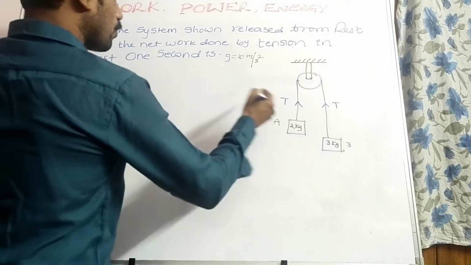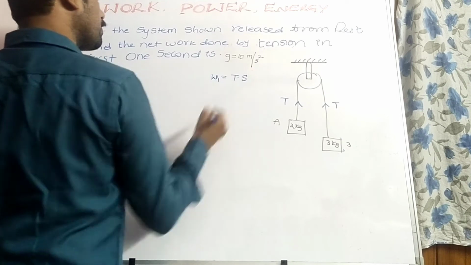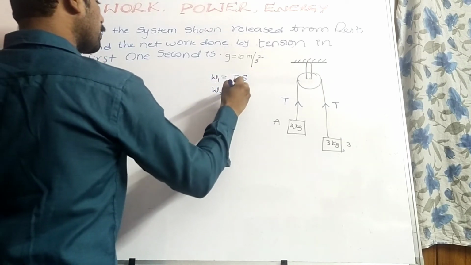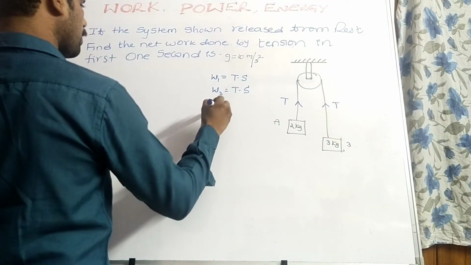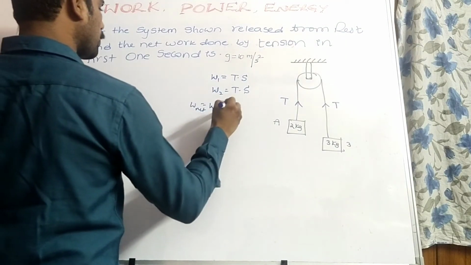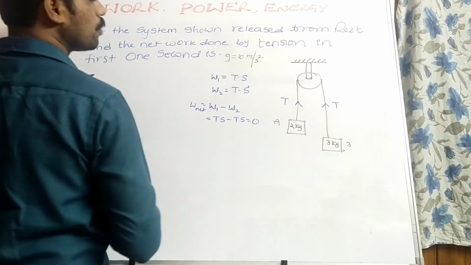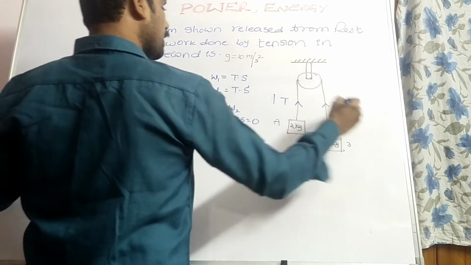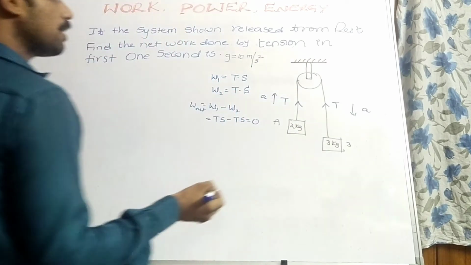Let us consider the work done for the first body. In the case of the first body, W1 is equal to T into S, as well as W2 is equal to T into S. In both cases the tensions are the same. Then the net work done is W1 minus W2, which is TS minus TS, equal to 0. Why? Because one body is accelerating up and the other body is accelerating downward.